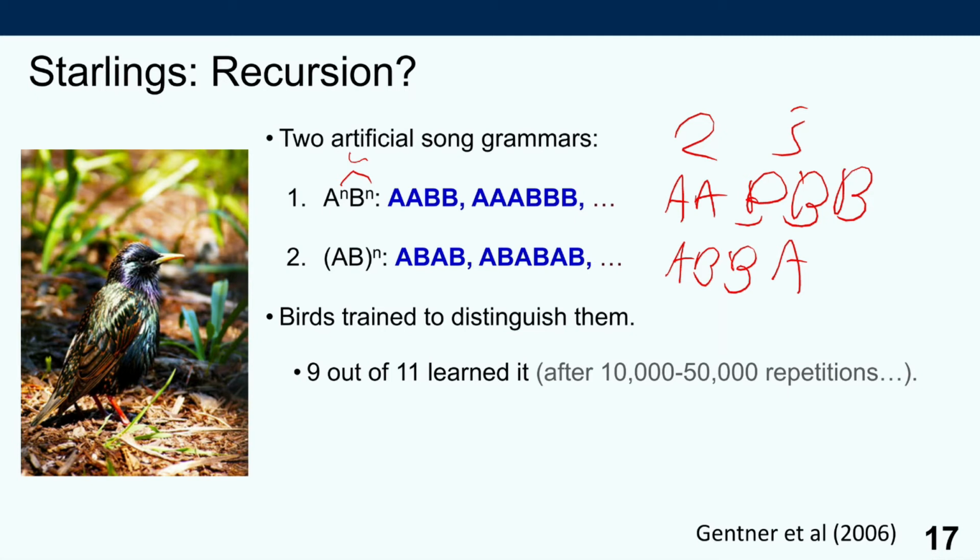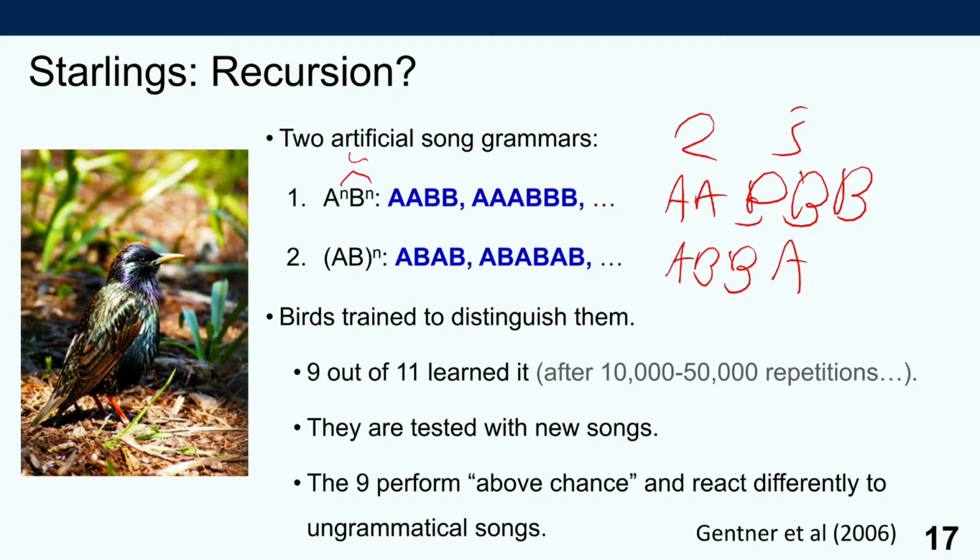So what they mean by this 9 out of 11 success rate anyways is that they've played these starlings novel songs, songs that they haven't heard during the training phase, and 9 of them performed above chance, and they also reacted differently to songs that were ungrammatical. And I leave it up to you to judge whether the qualification of performing just above chance is really comparable to what humans do when they acquire language, or to the language acquisition ability of an infant.